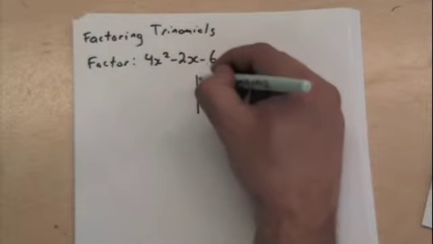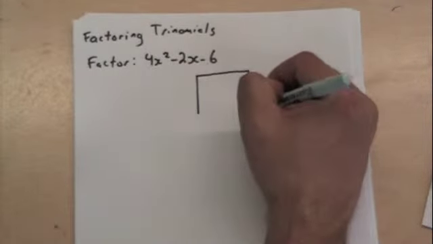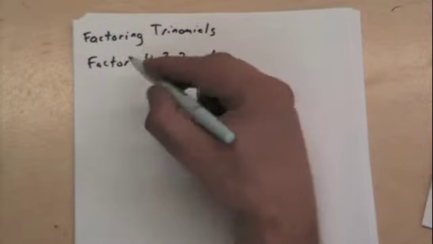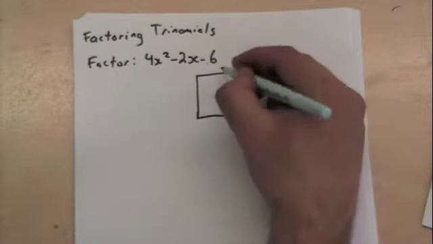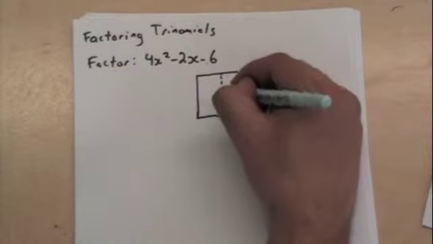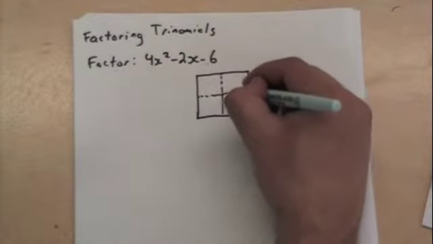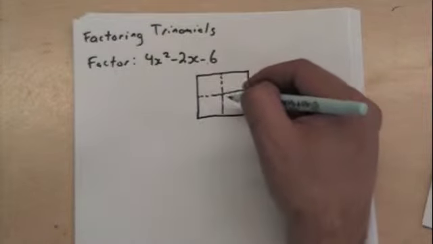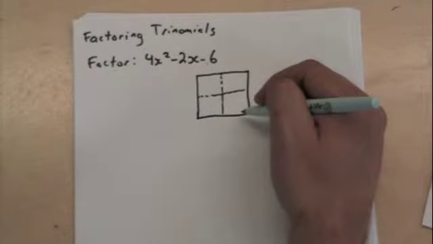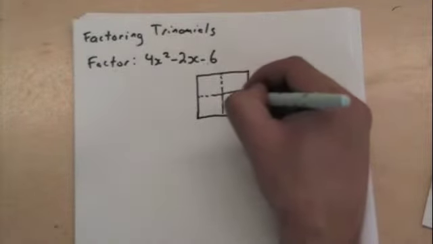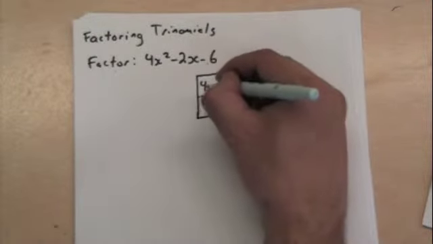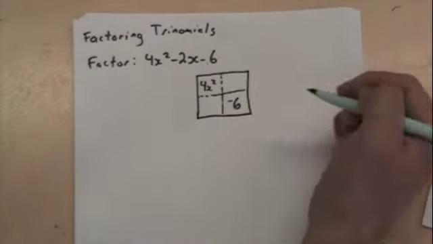Well, let's get our rectangle going. And this time, we don't know what the length and width are, because that's what we're looking for. Factor means to find the two binomials. But we do know that in general, we've been sectioning off our rectangles into 4 parts. They are not equal, even though I drew them as being close to equal. We know that the negative 6 goes here. We know that 4x squared goes here.